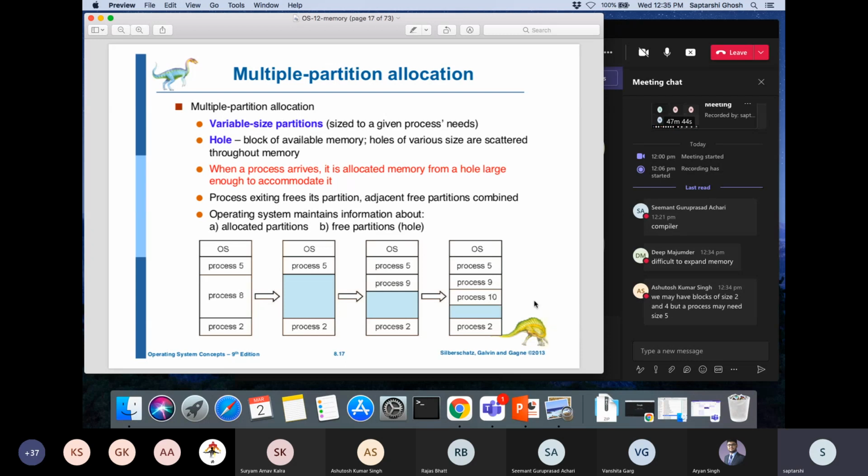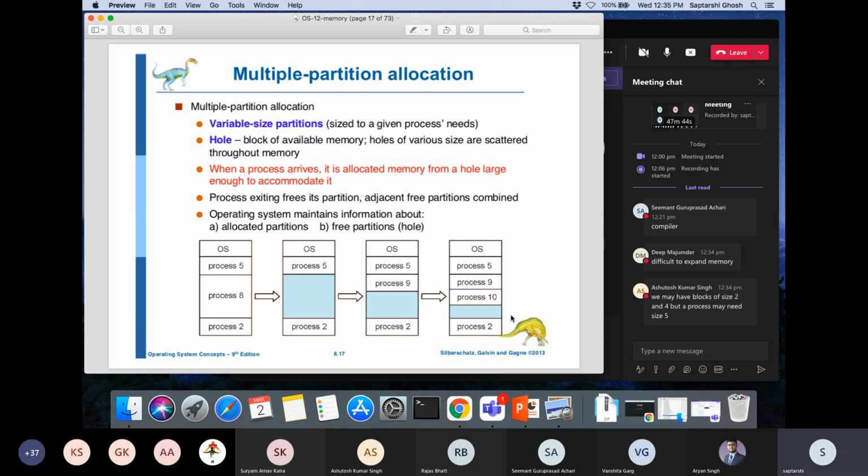It may be that there are multiple holes in the memory. Maybe there is a hole of size 5 MB, another hole of size 10 MB, another hole of size 2 MB. So in total 12 MB is free. Now a process comes which asks for 12 MB of space. There is 12 MB of free space, but we cannot allocate this to the process because those 12 MB are not contiguous. There are 3 separate holes of 5 MB, 10 MB and 2 MB.